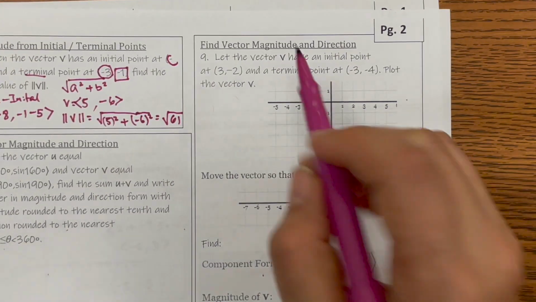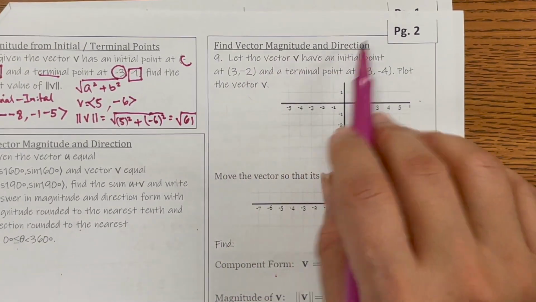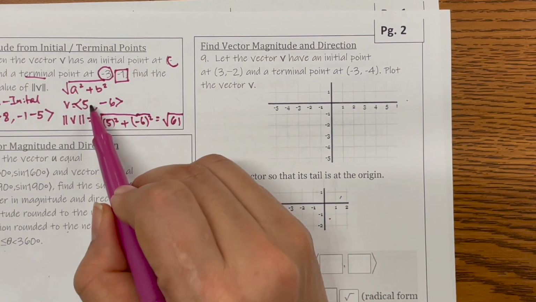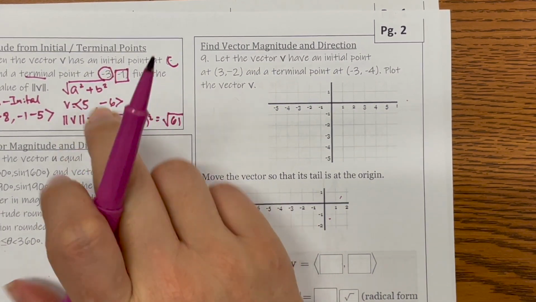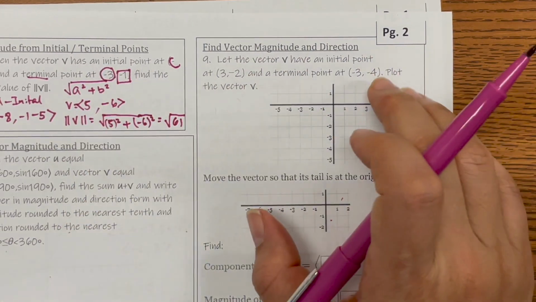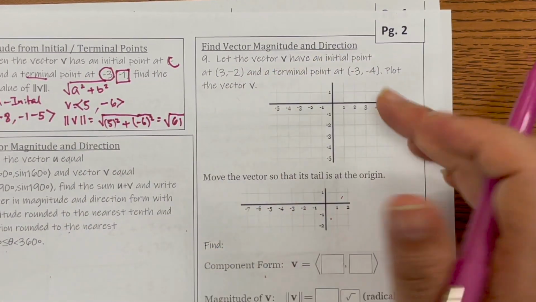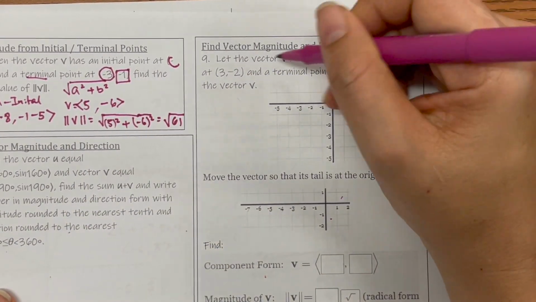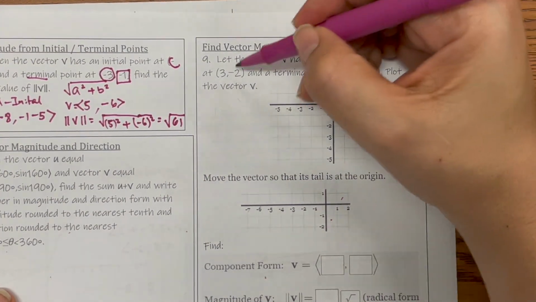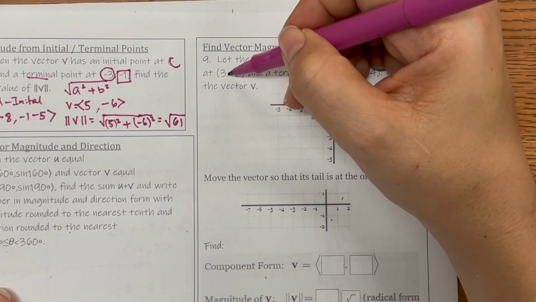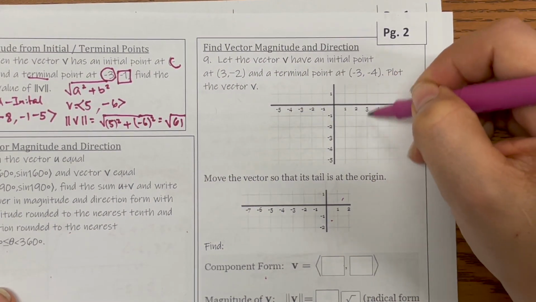Number 9, find the vector magnitude and direction. Okay, so now we're still finding the vector and the magnitude, but in addition to doing these two, we're also finding the direction. So let's go ahead and get started. This is graphically, so let's do it graphically. You have an initial point of 3, negative 2.